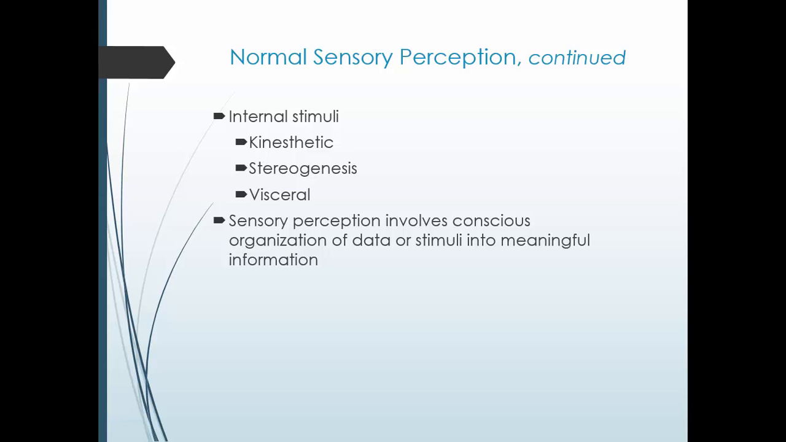Your internal stimuli is kinesthetic, which refers to the awareness of the position and movement of body parts. Example, a person walking is aware of which leg is moving forward. Stereognosis is the ability to perceive and understand an object through touch, by size, shape, and texture. Example, a person holding a tennis ball is aware of its round shape, size, and soft surface without seeing it.